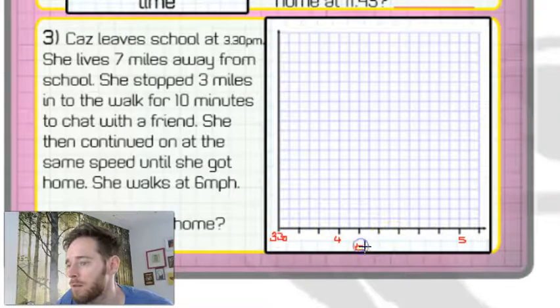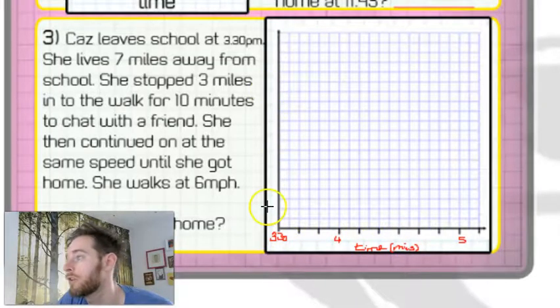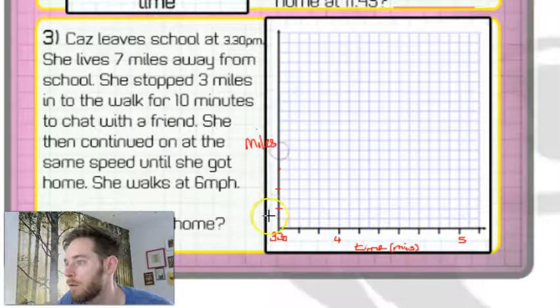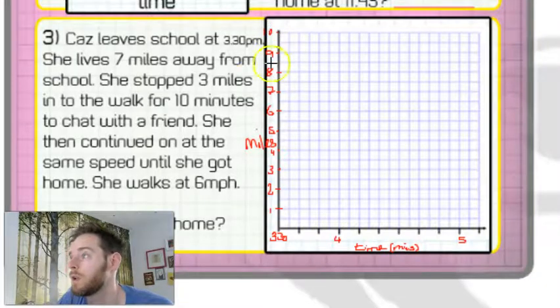So that's our time in minutes, and we've got that in 10-minute chunks. Then on the side here we've got the miles, our distance, and let's go with each 2 squares being worth 1, because that will fit in. So 1, 2, 3, 4, 5, 6, 7, 8, 9, 10. So she's 7 miles away from school, so she needs to get here. Yeah, we didn't actually need to do 8, 9, 10, did we?